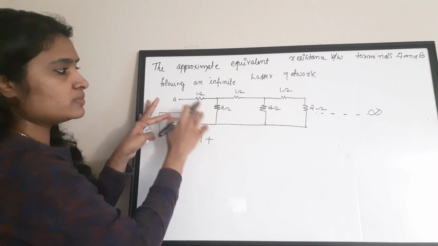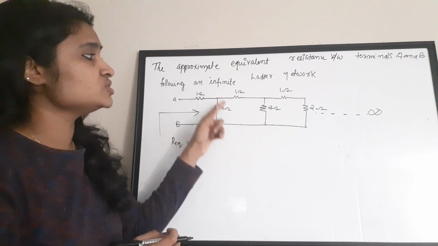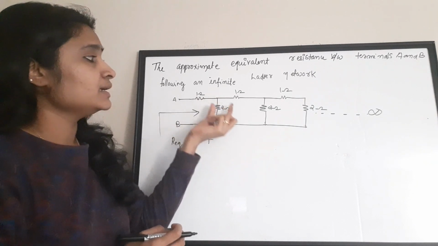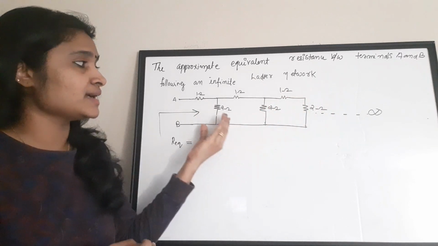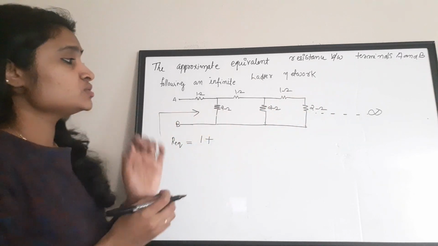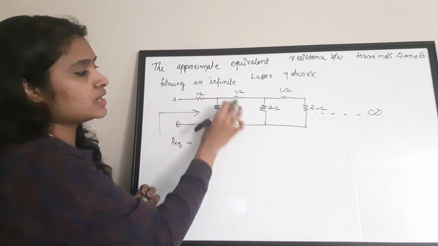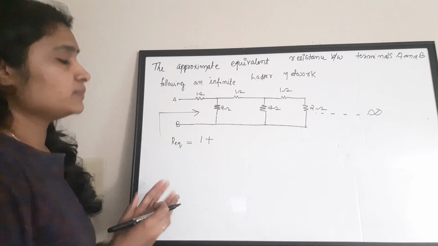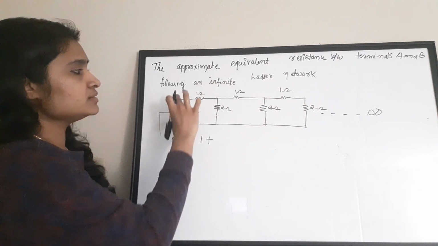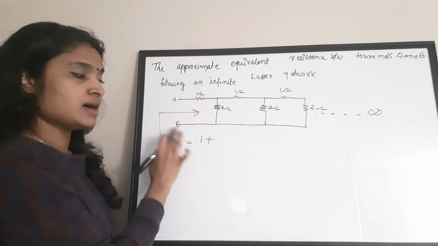This 1 ohm and 2 ohm are connected in series, but the 2 ohm is not independent. Another set of infinite network is also attached to this 2 ohm. So what is actually the equivalent of this 2 ohm and the rest of the network? We have called the resistance which is the equivalent between A and B as Req.